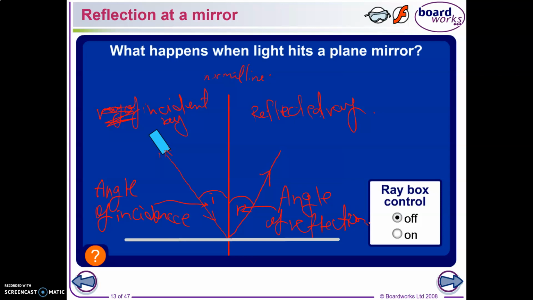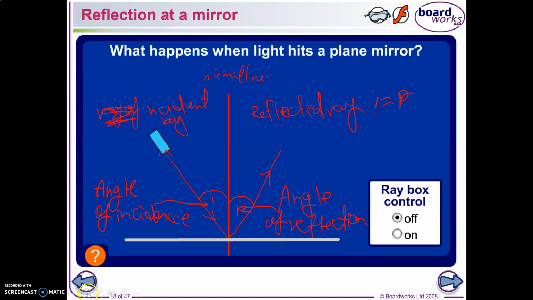Do you remember the main rule about reflection? I equals R. So the angle of incidence in reflection is always equal to the angle of reflection.